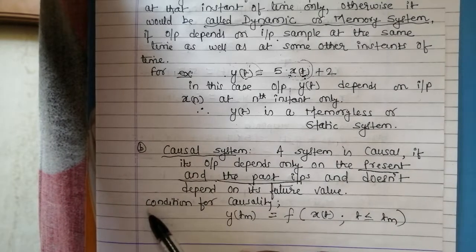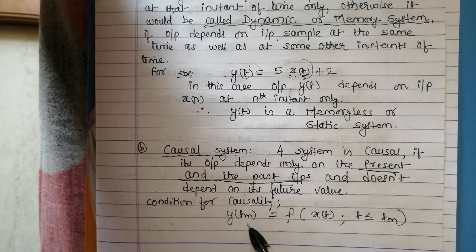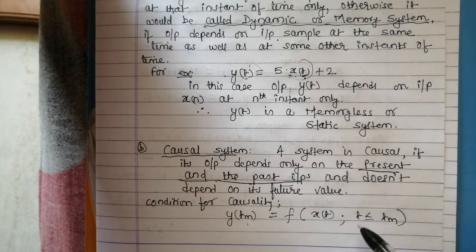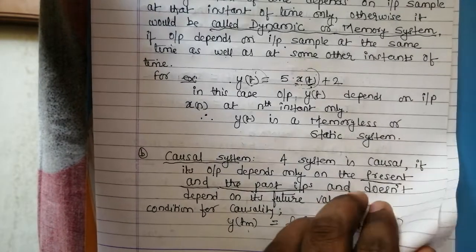For example, if I have to say what is the condition for causality, y of t is a function of x of t where time is less than or equal to tm. So it should be less than or equal to, it should not be greater than tm. That system is called causal. We will see this with the help of an example.